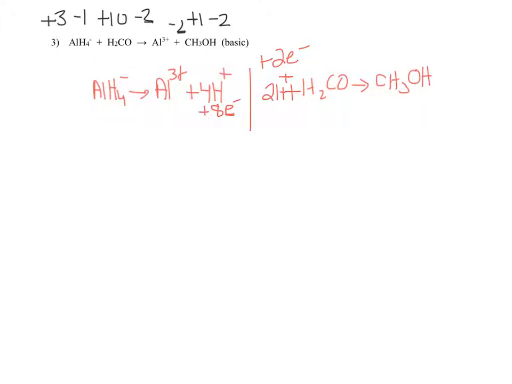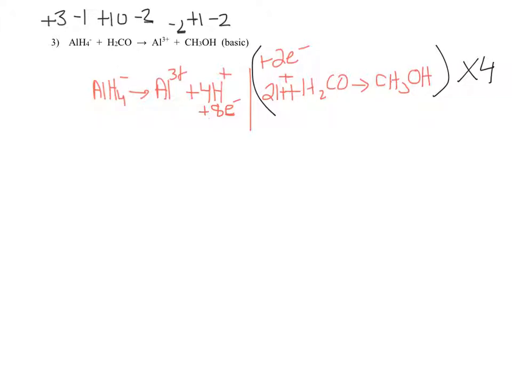All right. Step 6 says, if necessary, multiply one or both half reactions by an integer to equalize the number of electrons. So here we have 8 electrons. On this side we have 2 electrons, so we want to make them equal, so that means we want to multiply this one by 4. So I'll take this whole thing and multiply by 4.